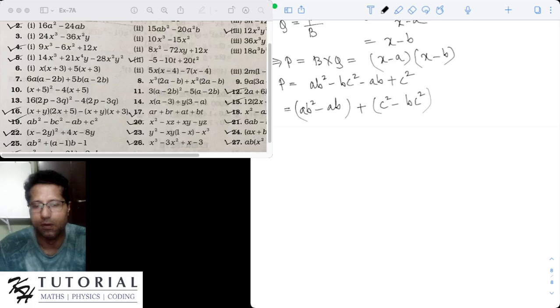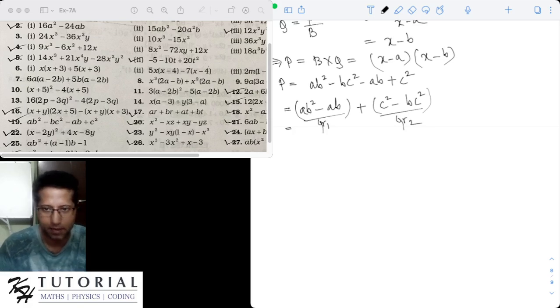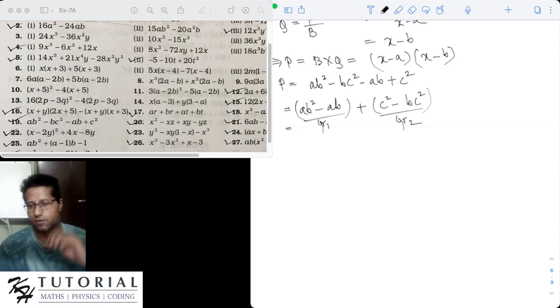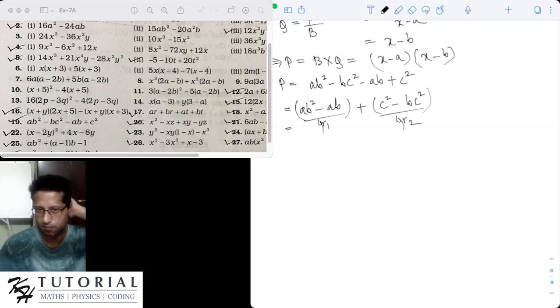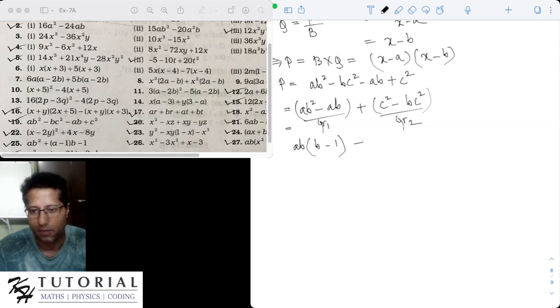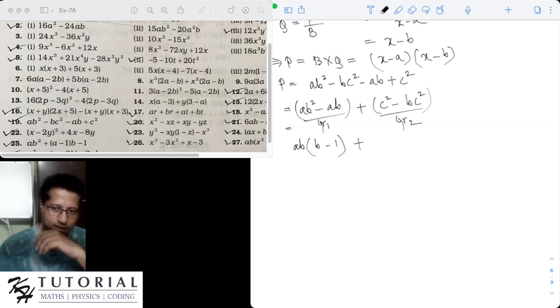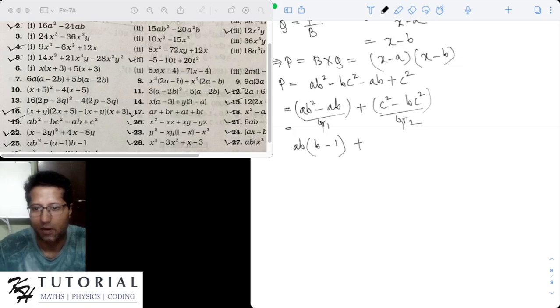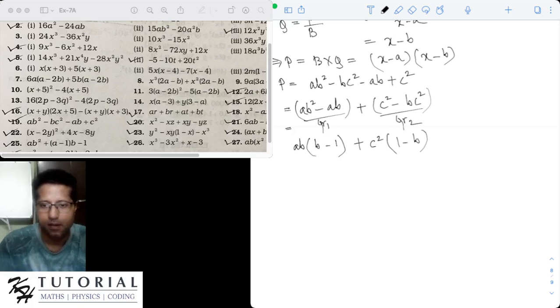Okay, so this is group 1 and this is group 2. From the first group we can take ab as the common factor. We can see the terms ab square and minus ab have a common factor of ab. So let's take that out, and we have ab multiplied by b minus 1. And from the second group we can also factor out c square. So we have c square multiplied by 1 minus b.